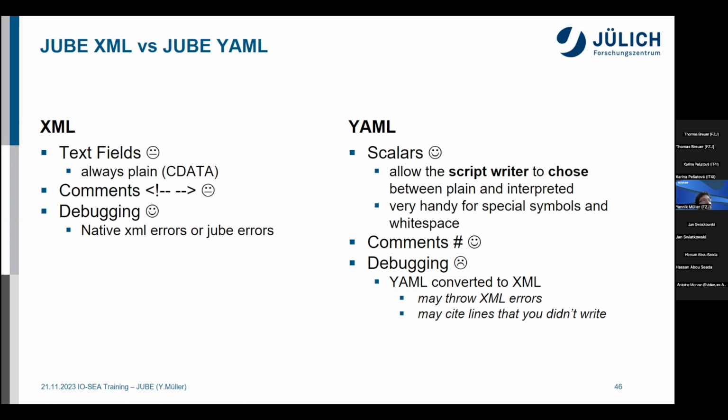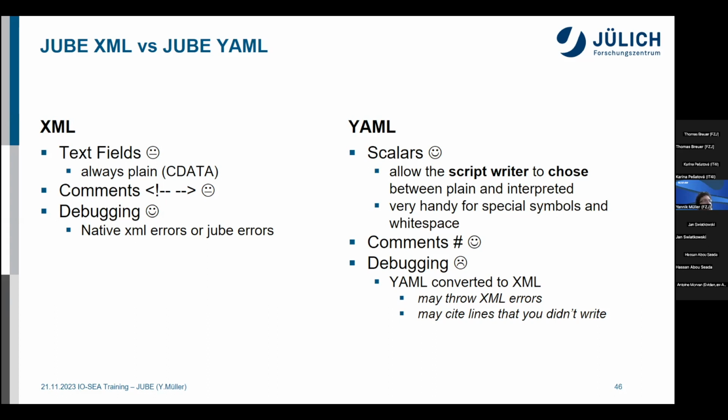So this is different in YAML. The scalars have some built-in encoding mechanisms. So you can choose between plain text and interpreted one, which is very handy for any special symbols, but also for white space. I will show an example soon. So I'd say the text field itself is cleaner in YAML.